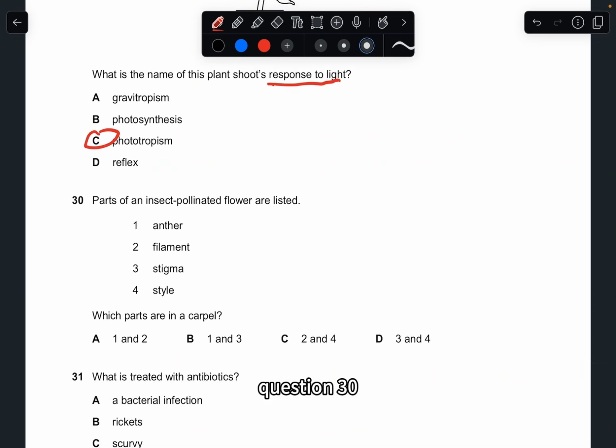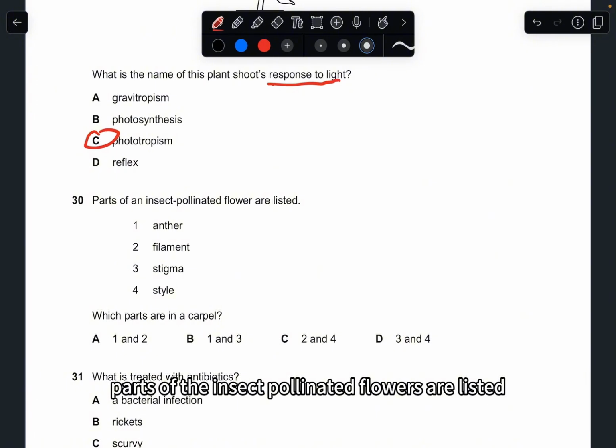Question 30. Parts of the insect-pollinated flowers are listed. So which parts are in the carpel?